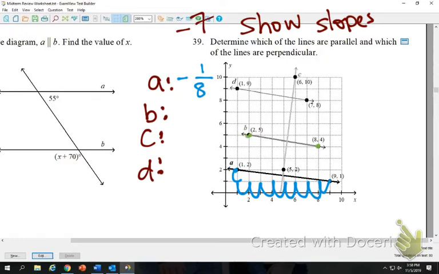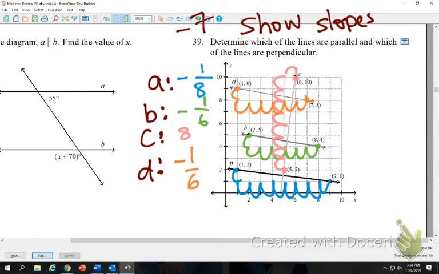B is also a negative slope. We go down 1 over 1, 2, 3, 4, 5, 6. So negative 1 over 6. C is positive. We're going to go up 1, 2, 3, 4, 5, 6, 7, 8, and then over 1, which 8 over 1 reduces to 8. And then line D is also negative. It goes down 1 over 1, 2, 3, 4, 5, 6. So down 1 over 6.